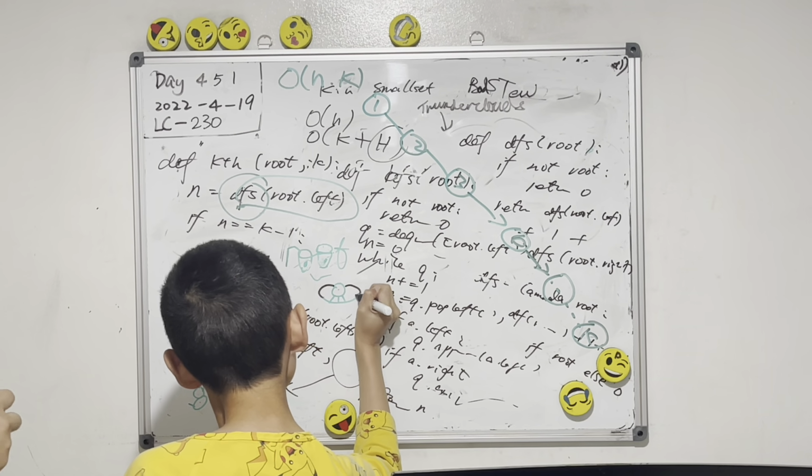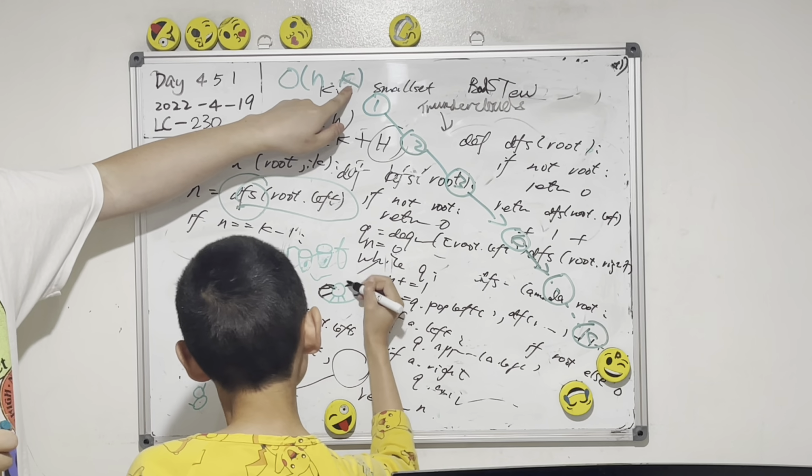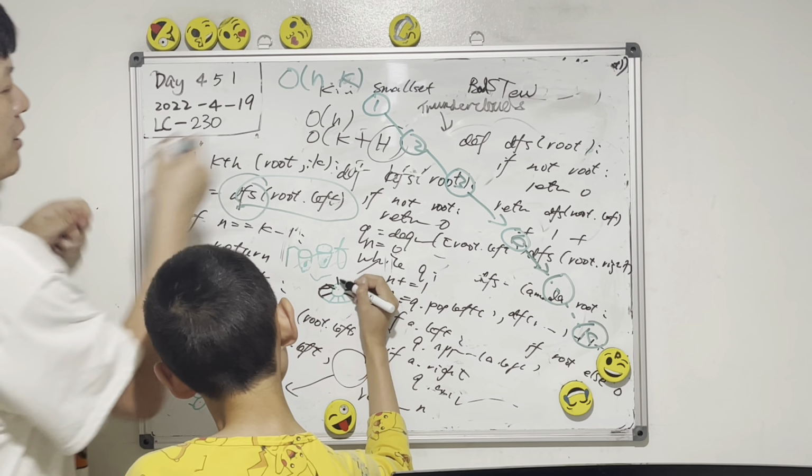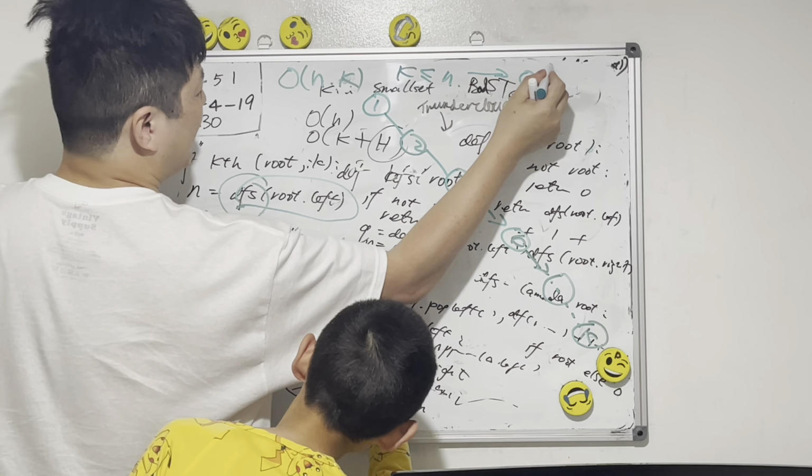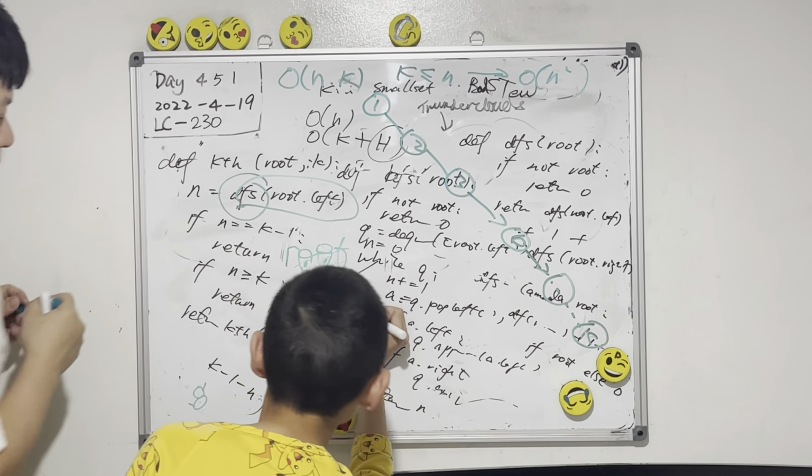And in the worst case, because k is smaller than or equal to n, it makes O(n squared), okay? Make sense?